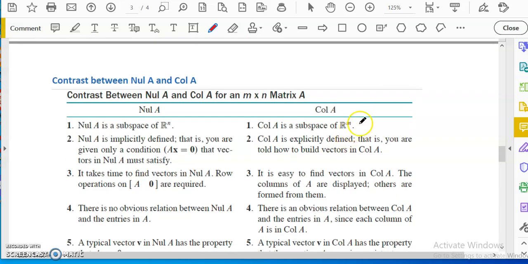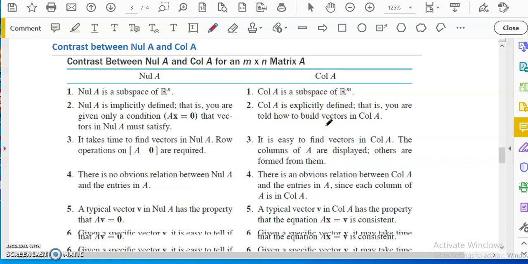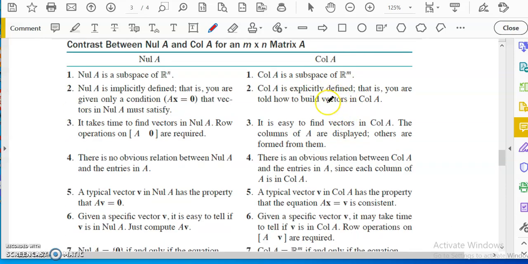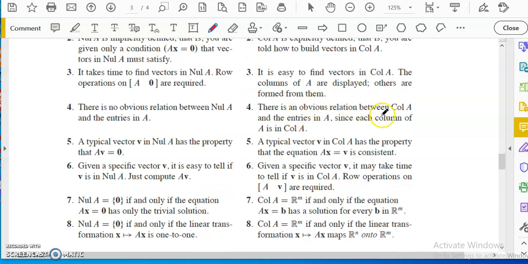What about Col A? Col A is a subspace because you can easily write a spanning set. The spanning set is actually the column vectors of A. Col A is very well defined. You actually know the spanning vectors. How can I find some vectors in Col A? You just take linear combinations, or actually each column of A is such a vector. There is a relationship between Col A and the entries in A, because each individual column must be in Col A.